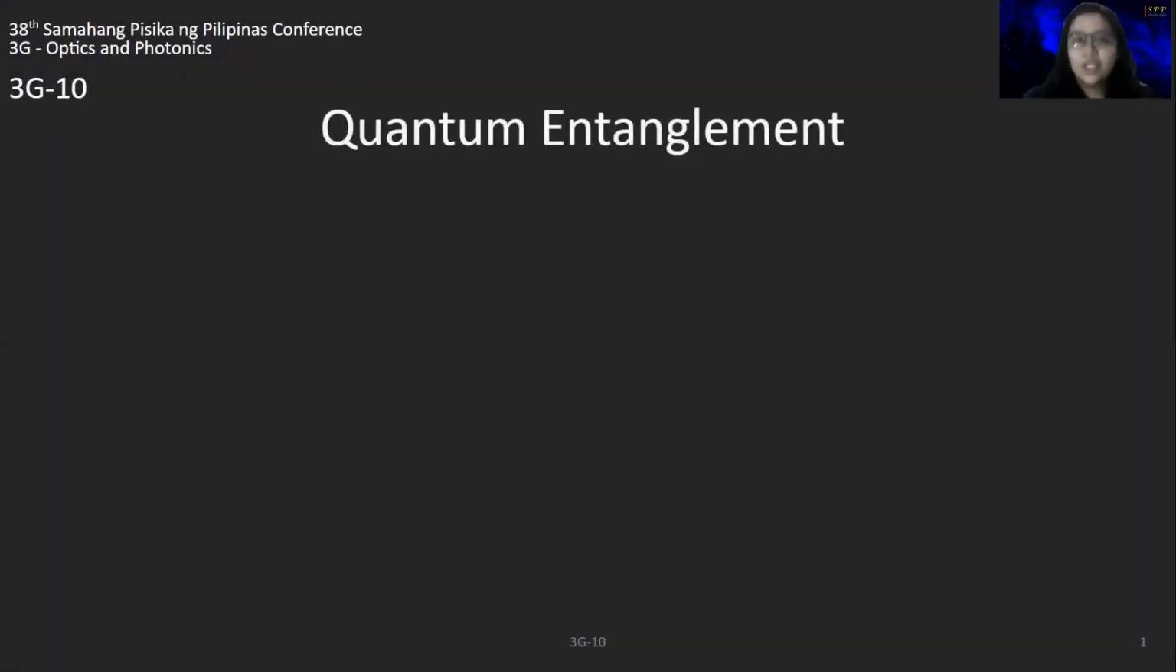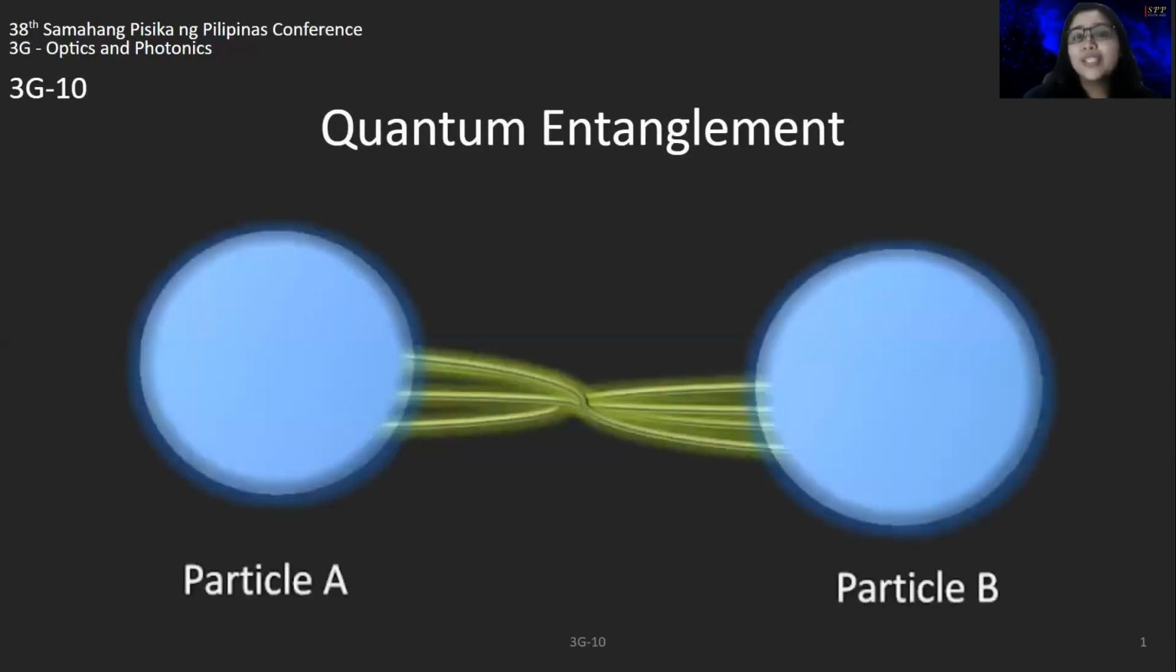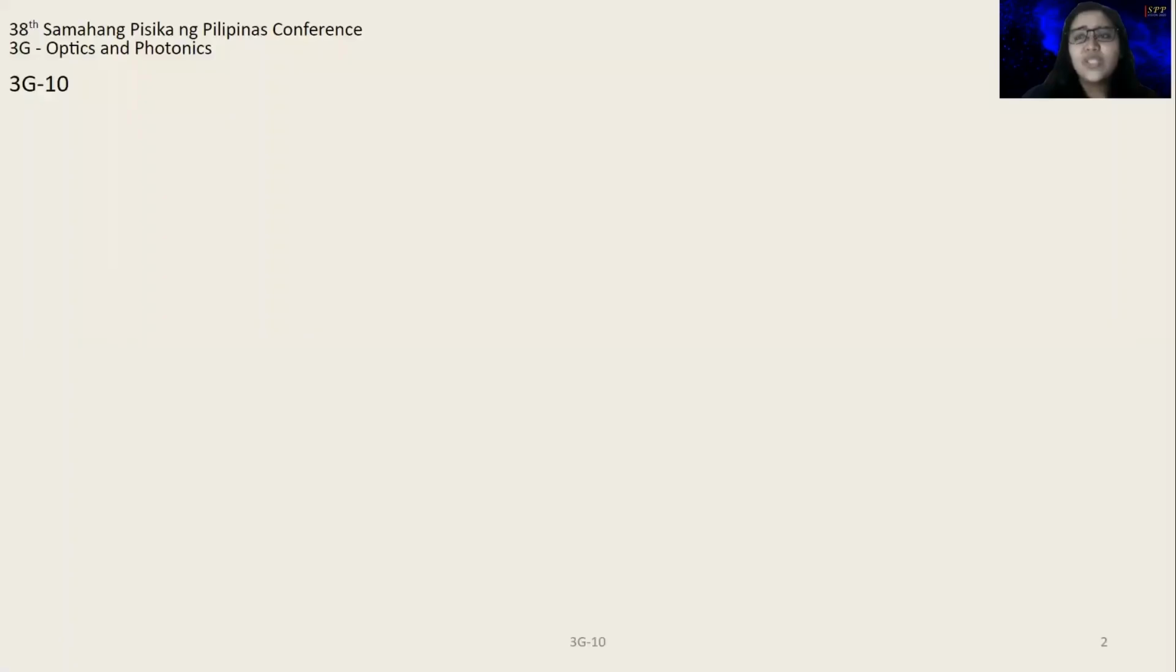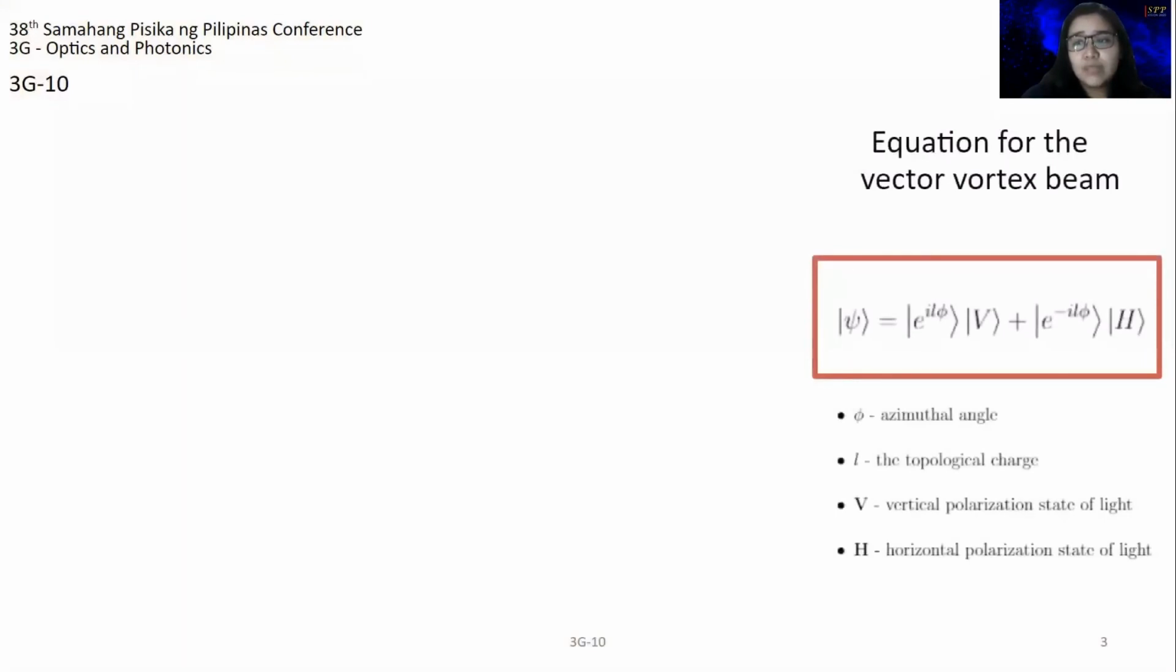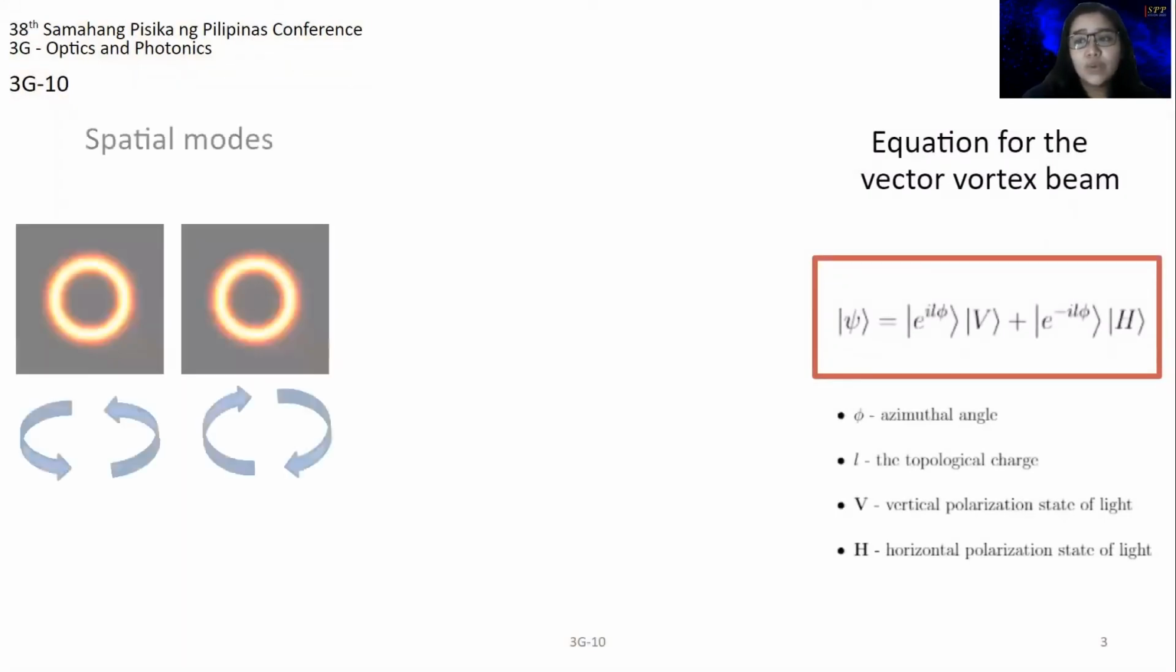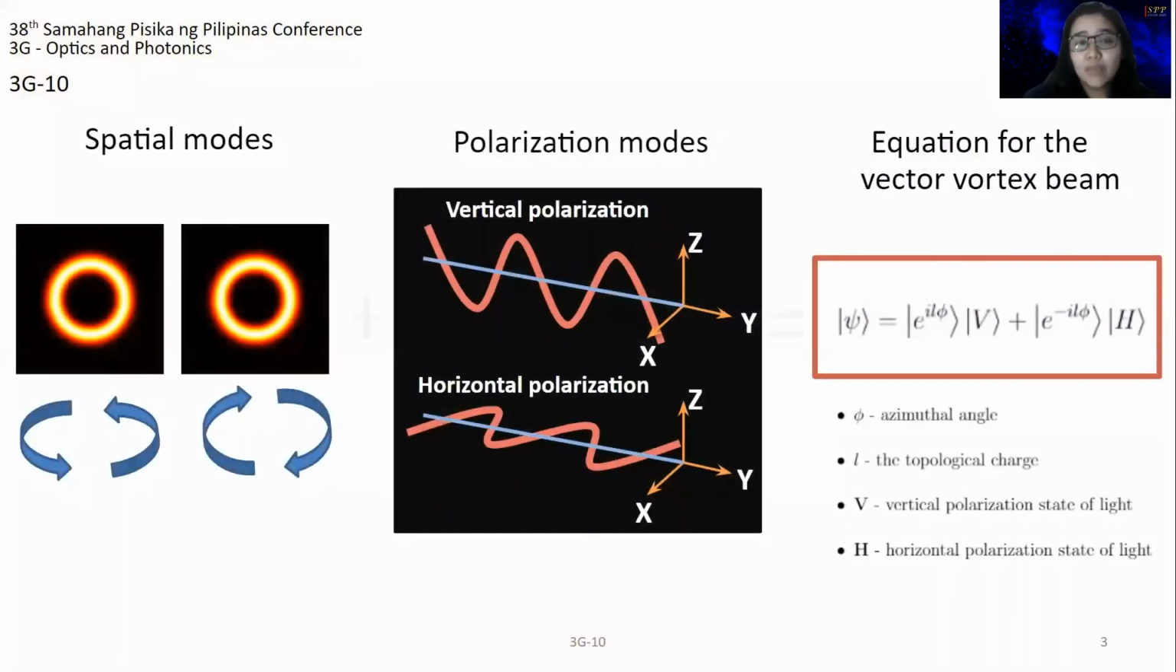The concept of quantum entanglement has long been a prominent topic in the field of quantum mechanics. The phenomenon explains that when 2 particles are entangled, measurements made on one particle would dictate the state of the other particle. Now, introducing a similar concept to one classical system, we have vector vortex beams. Vector vortex beams are states of light where the spatial modes and the polarization modes are described to be classically entangled or non-separable.